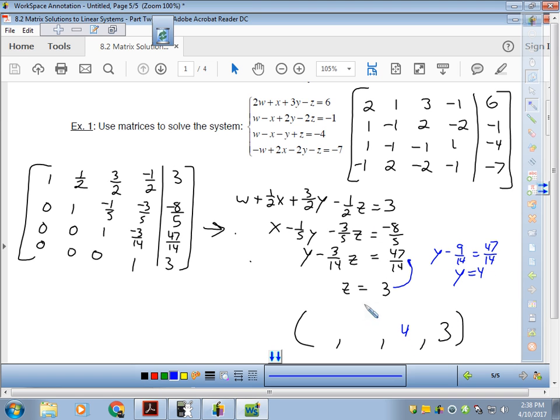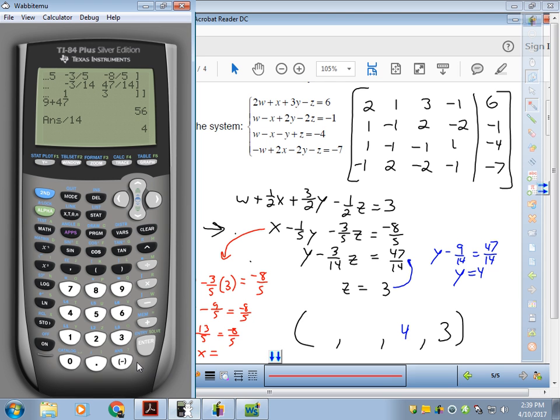Now that we have both the y and z, we can plug up in here to get our x. So for our x, we'll have x minus 1/5 times 4 minus 3/5 times 3 equals negative 8/5. So x minus 4/5 minus 9/5 equals negative 8/5. X minus 13/5 equals negative 8/5. Add that over. So we're going to have negative 8 plus 13 divided by 5. So x is equal to 1.